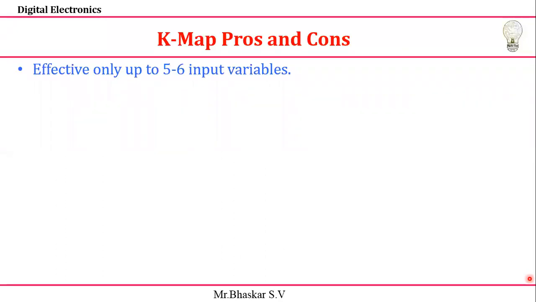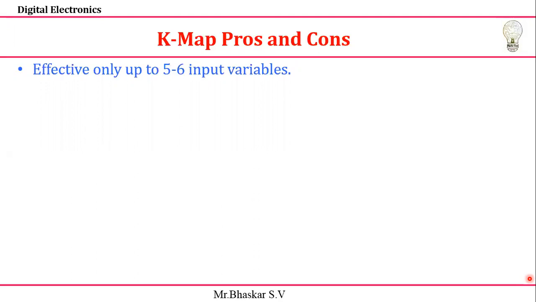Effectively, it is possible to use K-map for a maximum of 5 to 6 input variables. If you go for more than 5 or 6 variables, then with the K-map method it is very difficult to simplify the Boolean expressions. In order to avoid this, we look for the next method, that is the tabular method. Whichever method you take, K-map or tabular, the simplified Boolean expression we get is the same. Okay, let's move on.